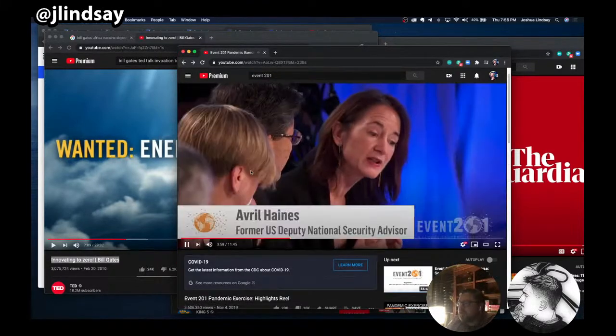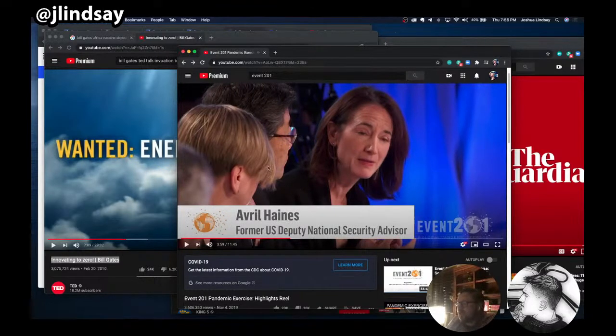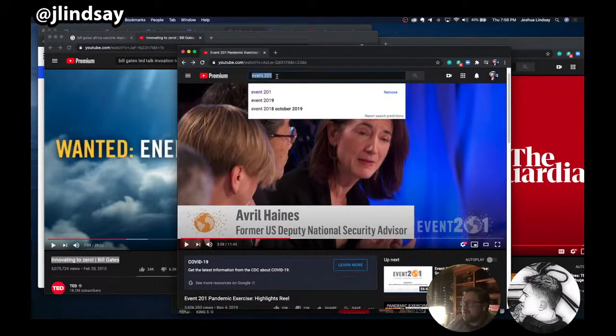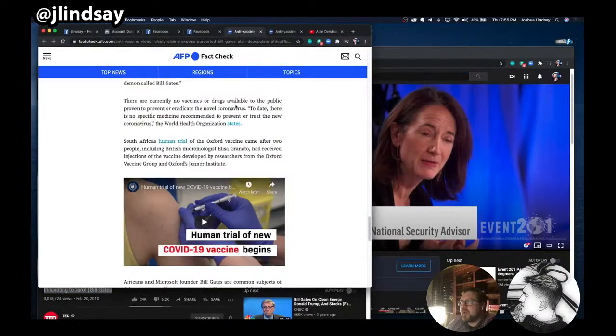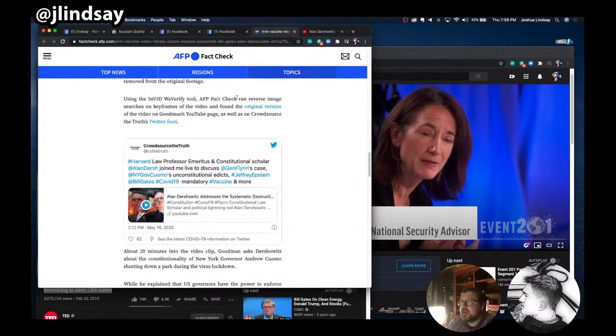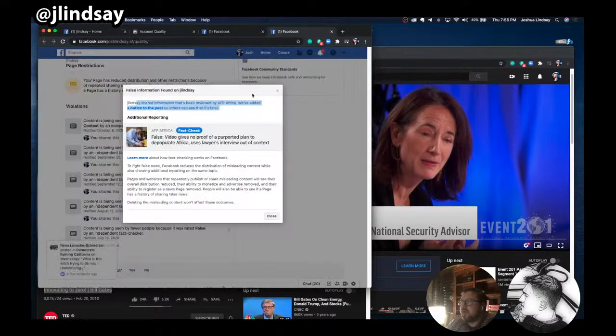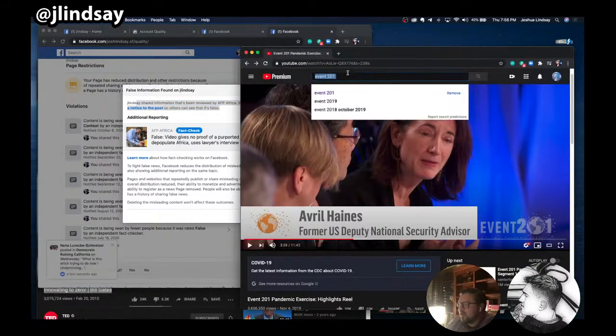So anyways, really, as you can see, Bill Gates has been at the center of this. But, you know, we were talking about, sorry to digress so far off path, the fact check about Bill Gates somehow being depopulation Africa. So let's look that up.